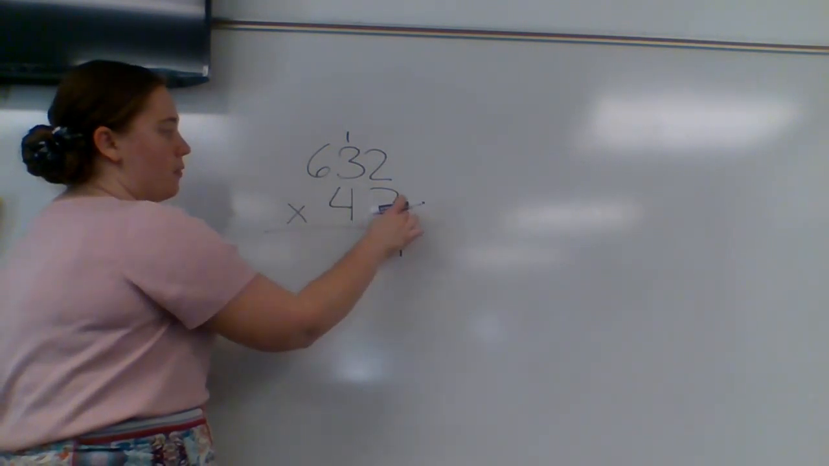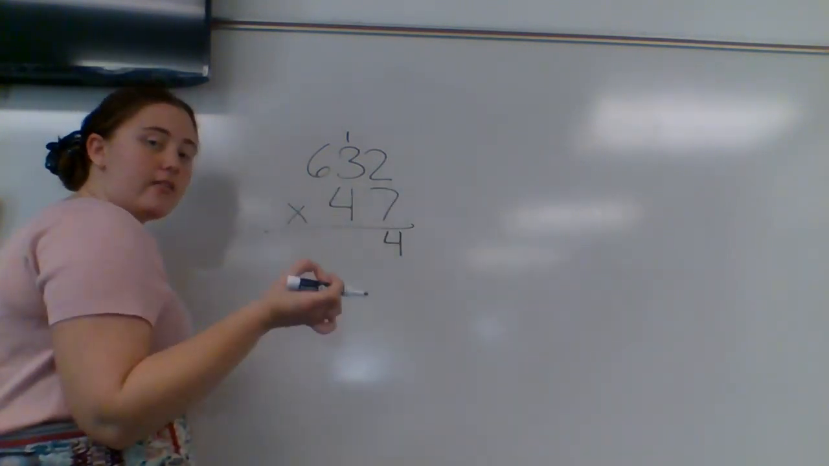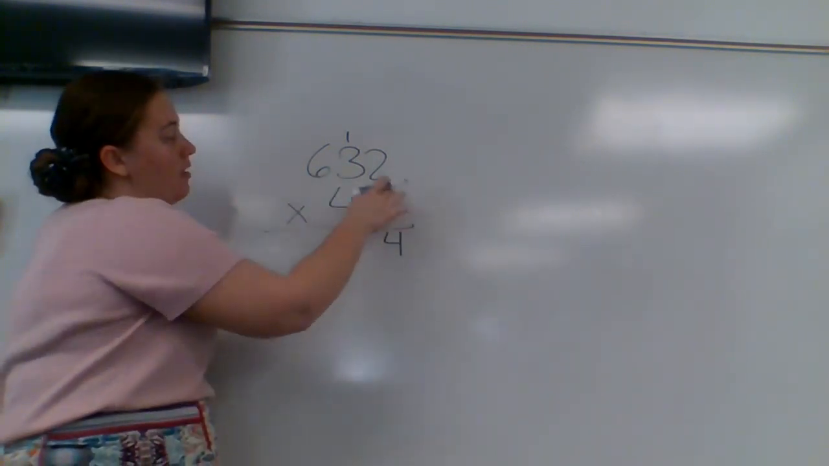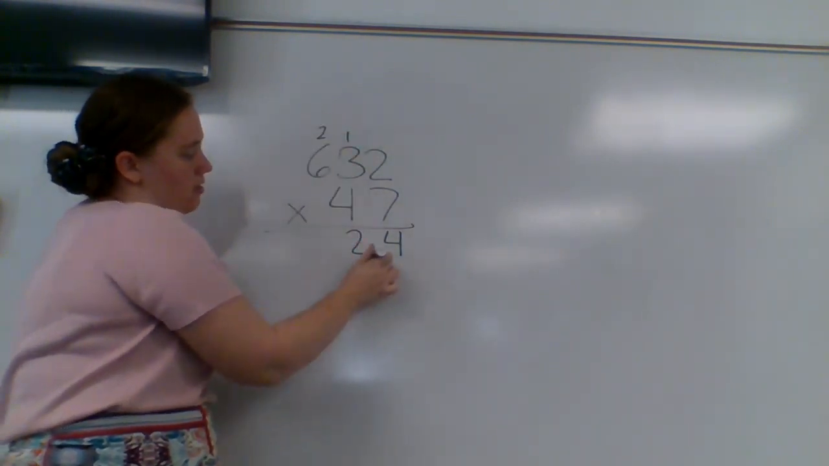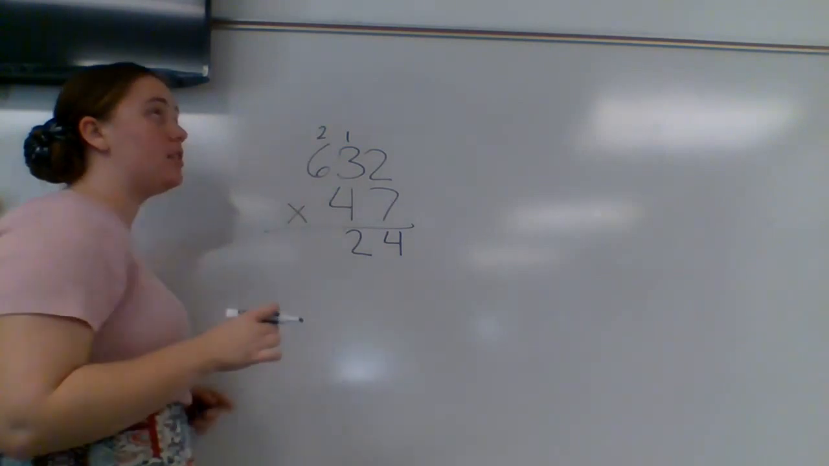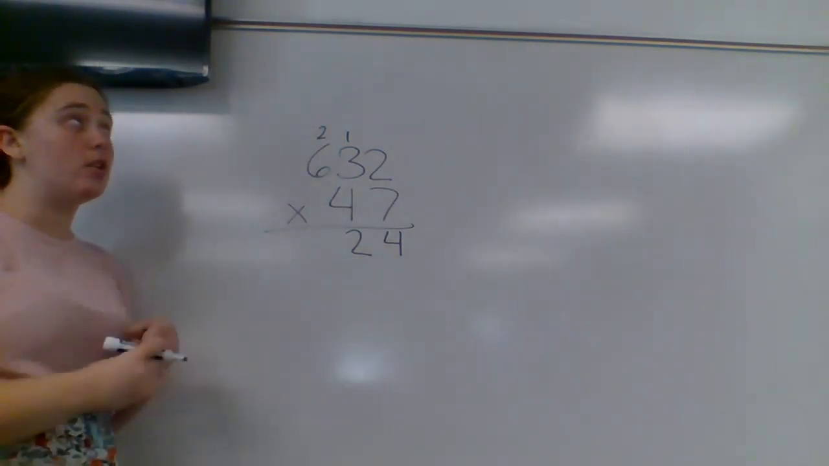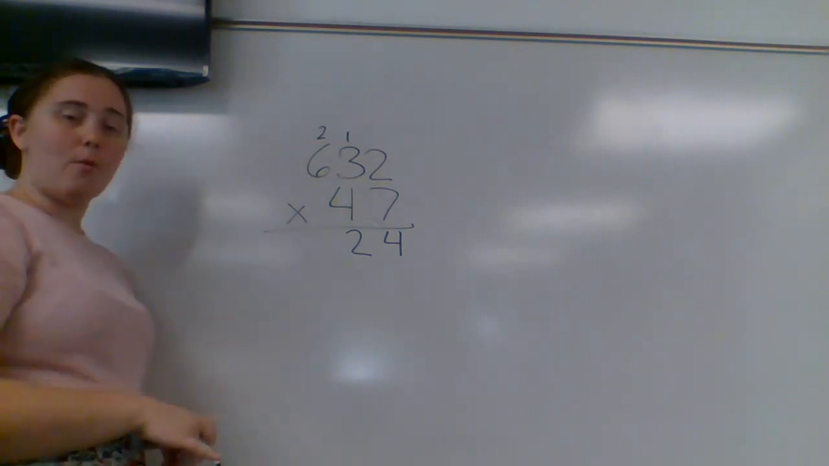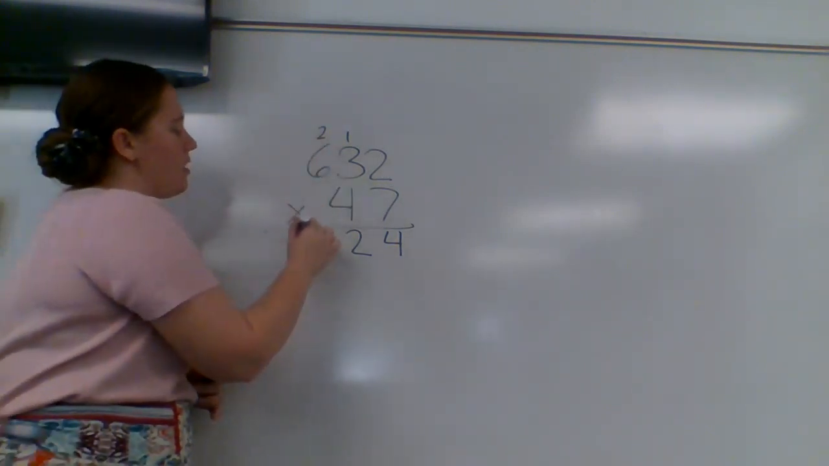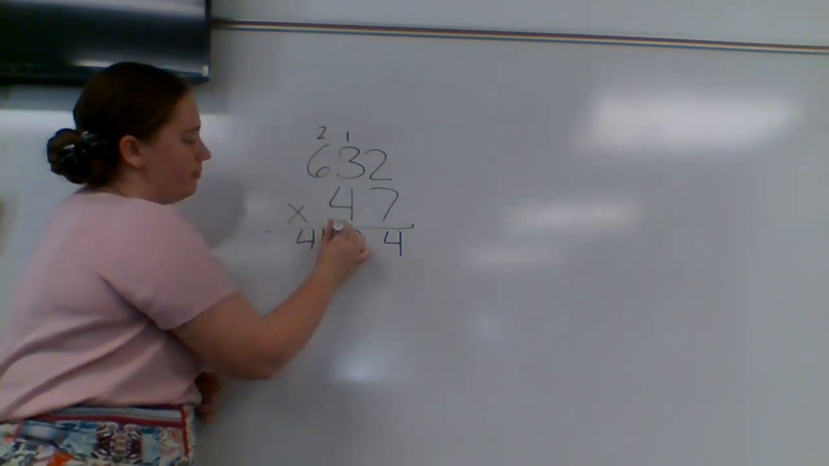4, no, not 4. The 7 times 3. 7 times 3 is 21. 21 plus 1 is 22. And 7 times 6, we have 6 times 6 is 36. 6 times 7 is 42. Plus 2 is 44.